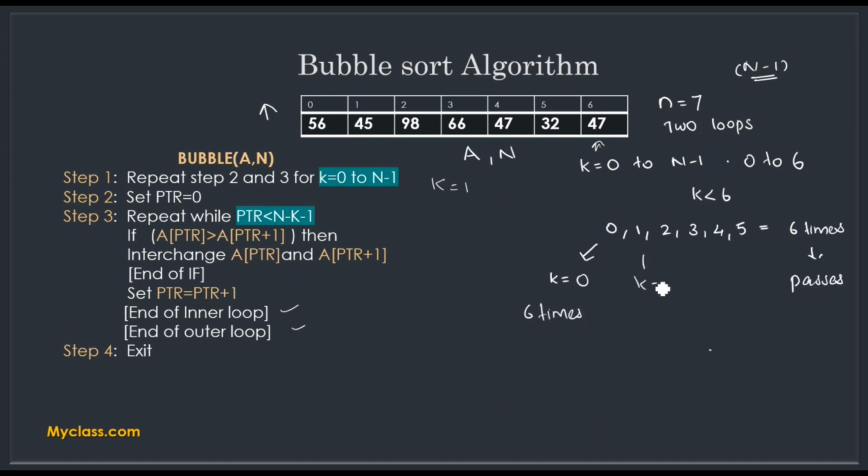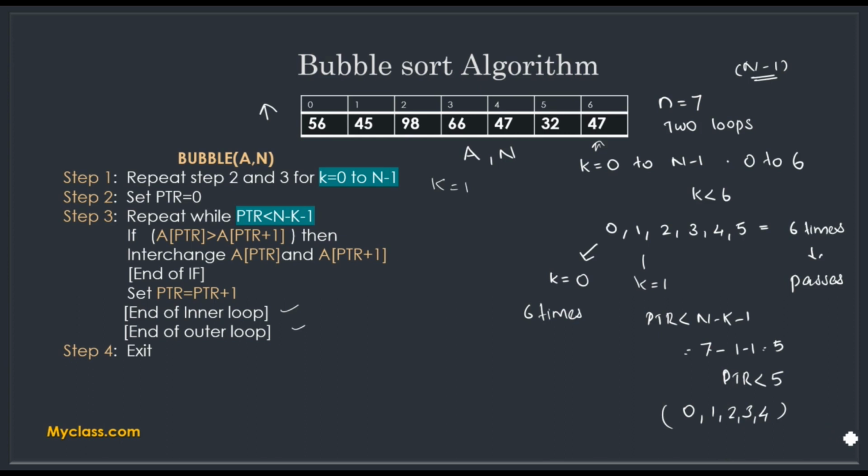When k equal to 1, the inner loop is working like PTR less than n minus k minus 1. In this particular example, 7 minus 1 minus 1, that is 5. So 5 means PTR up to less than 5. That is 0, 1, 2, 3, 4. That is 5 times itself. Okay, 5 times only. When the second pass, that is k equal to 1, the inner loop is working 5 times.